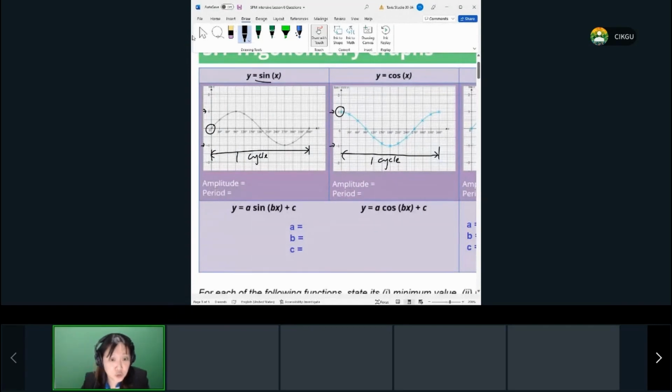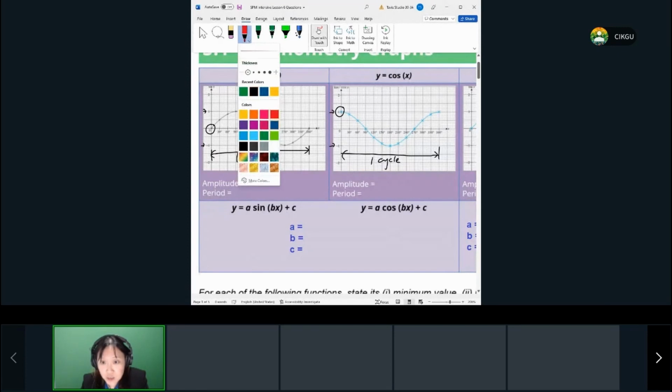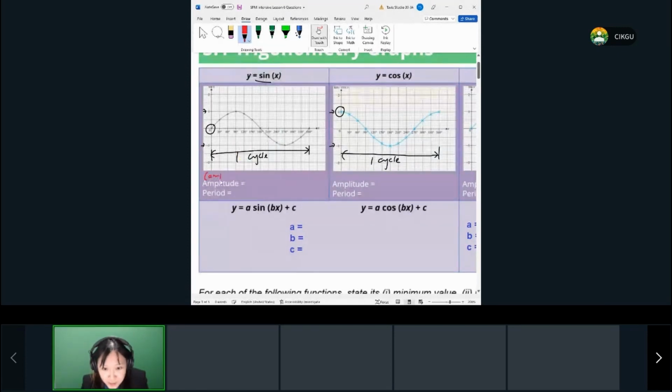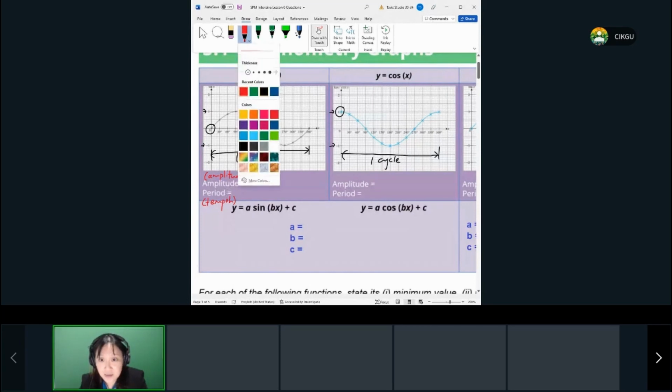I know some students in school are learning in Malay, so let me write that down. In Malay, amplitude is called amplitude, which is great because you don't need to remember another name. Period, they call it tempoh. Done. You must know what these two mean, because they love to ask about these.